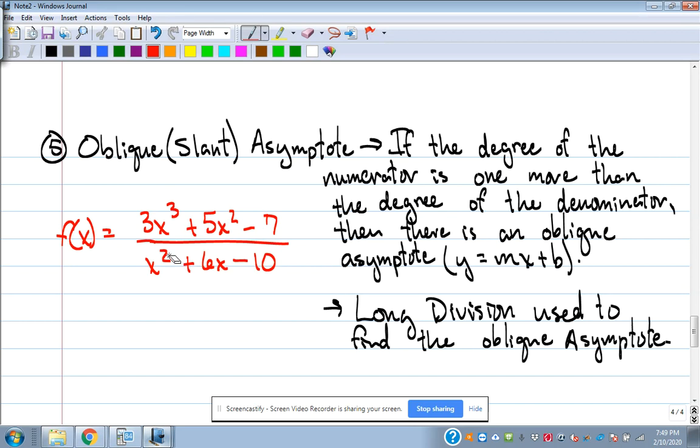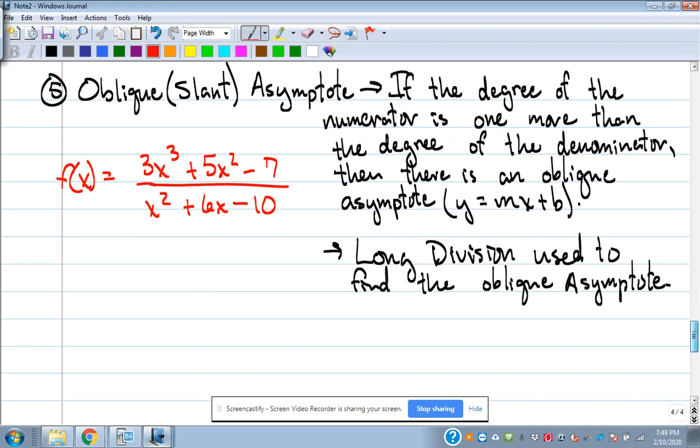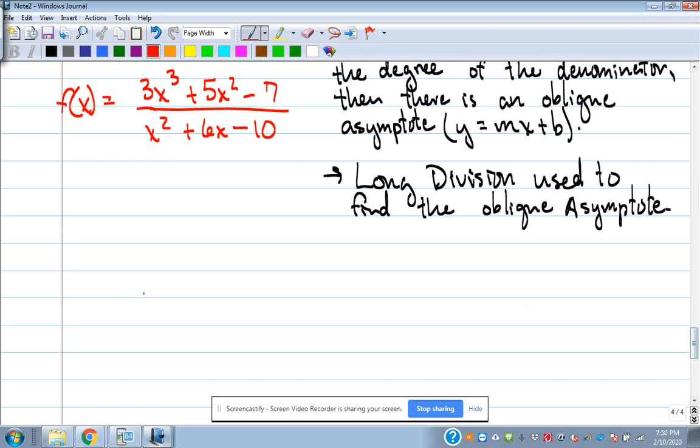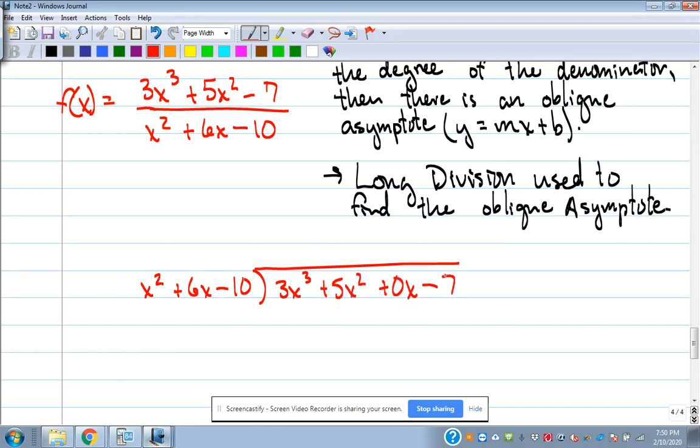To find the equation of the oblique asymptote, you have to do long division. And we did this in 100 very sparingly. We didn't do it very much. But it is a skill that we got to have. So let's do a little long division here. We're going to divide x squared plus 6x minus 10 into that polynomial, 3x cubed plus 5x squared plus 0x minus 7. If you remember, if there was a missing piece, you had to put a 0 in its place.